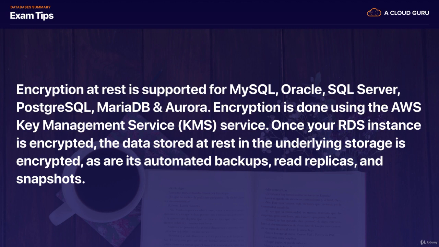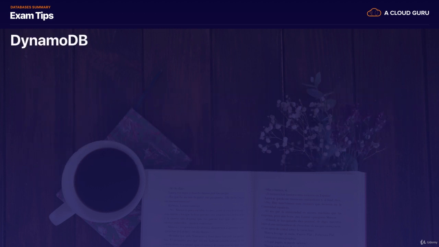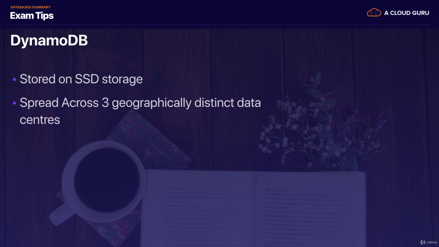Remember that encryption is supported for MySQL, Oracle, SQL Server, PostgreSQL, MariaDB, and Aurora. Encryption is done using the AWS KMS service, or Key Management Service. And once your RDS instance is encrypted, the data stored at rest in the underlying storage is going to be encrypted, as well as when you do automated backups, read replicas, and snapshots, they're also all going to be encrypted as well. DynamoDB, serverless, like I said, is stored on SSD storage. It's spread across 3 geographically distinct data centers.